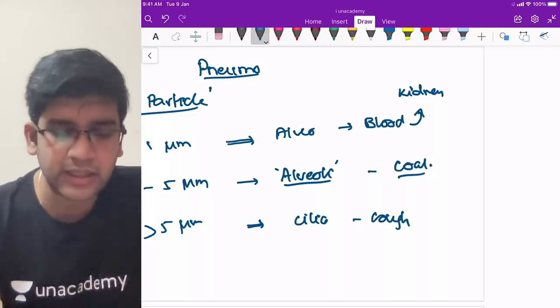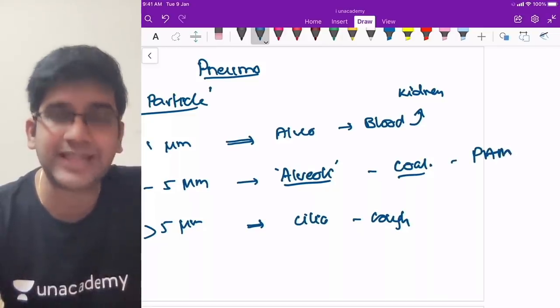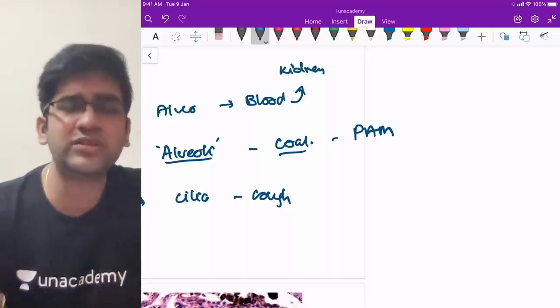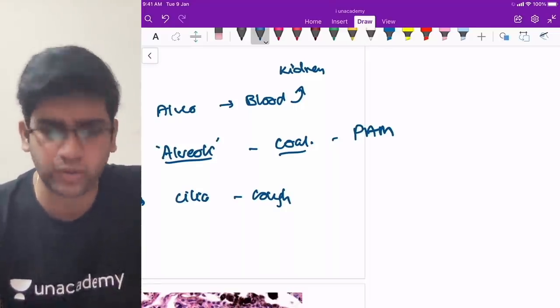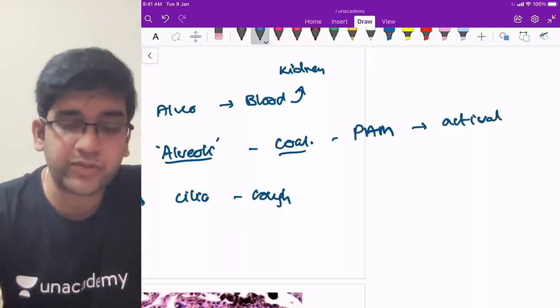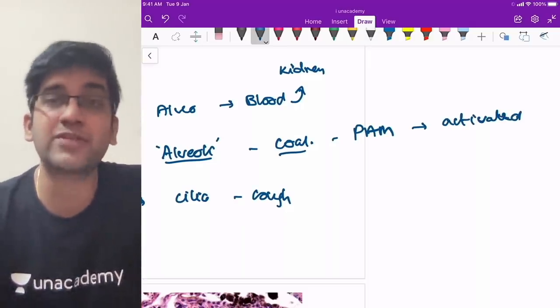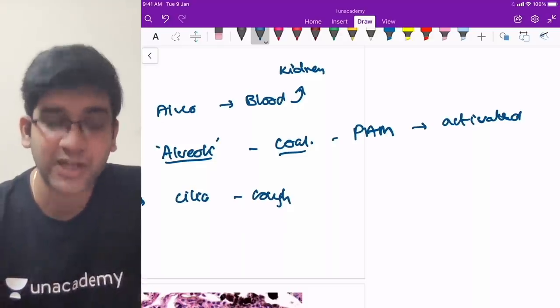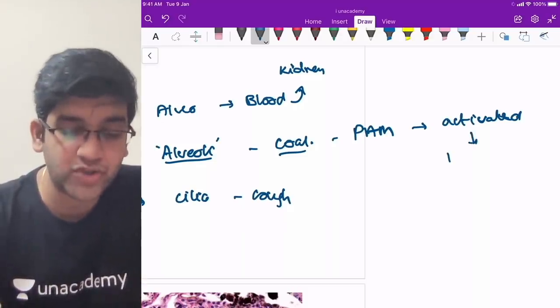Do you think my pulmonary alveolar macrophages can digest and destroy coal? It cannot. It's already a dead particle. There is nothing to destroy in coal. It's already a dead one, right? So what happens is, this will become activated. Whenever my macrophage is not able to destroy, it becomes an activated macrophage. Do you see the link between this and the inflammation chapter? Yes, right. So when this activated macrophage is there, it's going to cause inflammation.